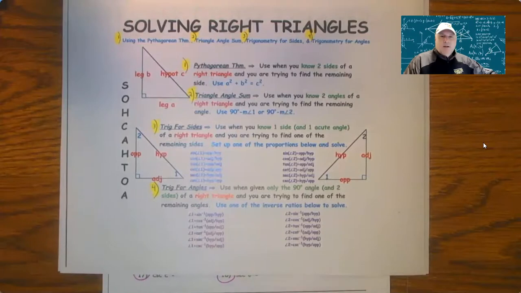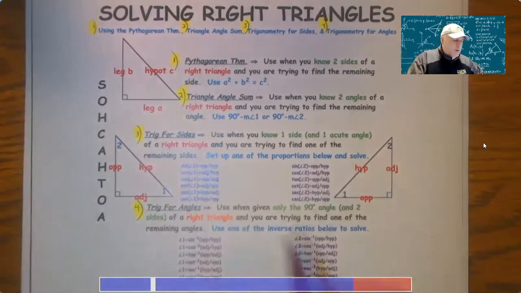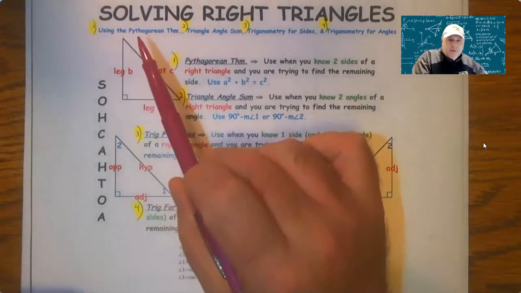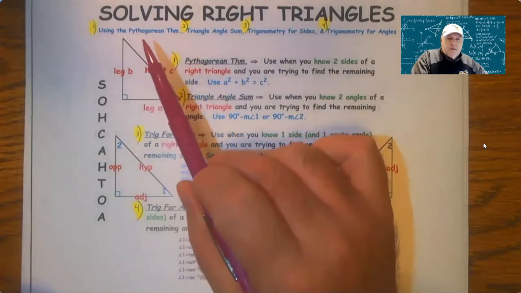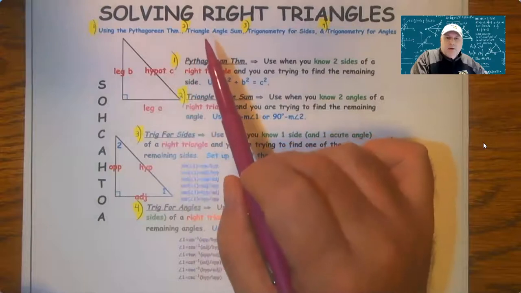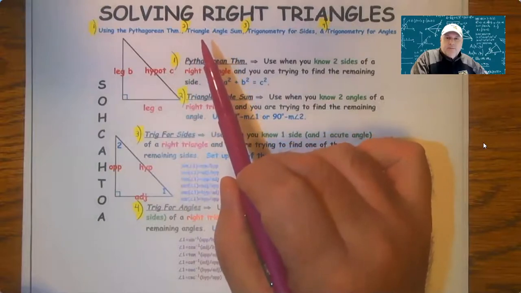When you know two sides, you're going to use the Pythagorean theorem or right triangle trig, but Pythagorean theorem is generally the better approach. If you know two angles, you're going to use triangle angle sum. Three angles add to 180 degrees.